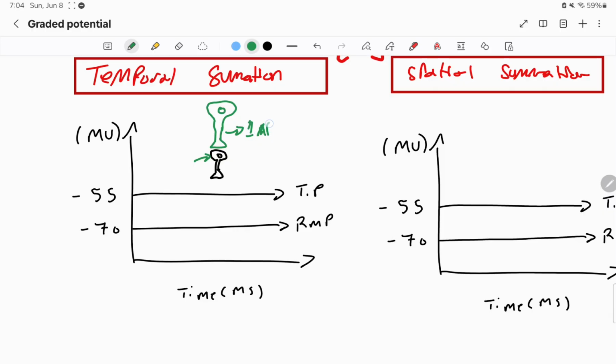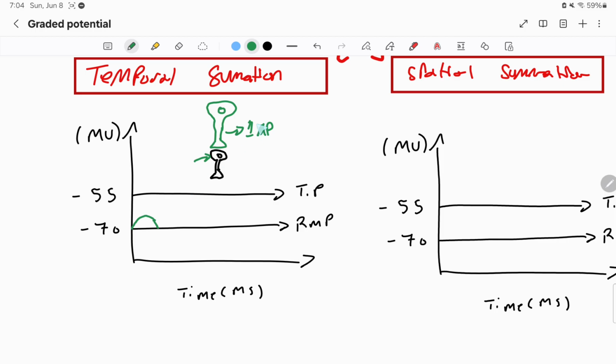One action potential is going to cause the release of neurotransmitters, which will then bind to their respective ligand-gated channels on the surface of this postsynaptic membrane. It will cause an increase in our membrane potential from negative 70, but then it'll go back down. The strength of the stimulus was not enough to take us to threshold potential. It was a sub-threshold stimulus.